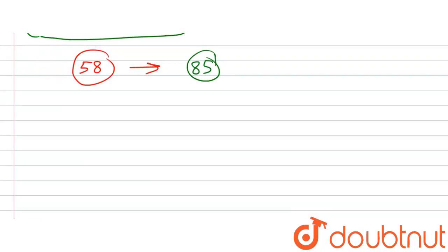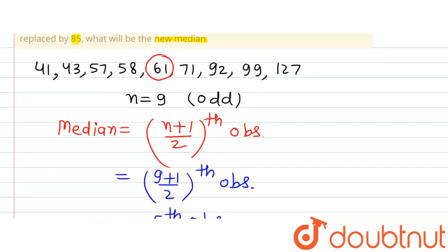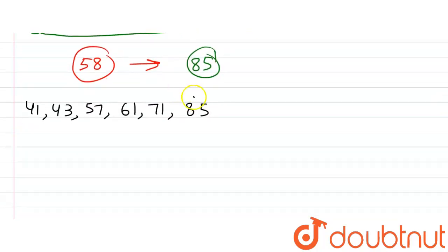Let's write down the data again. I'm again writing down the data in ascending order, just keeping in mind that 58 should be replaced by 85. So we will have 41, 43, 57, 61, then there is 71, because 58 is not there, so I have removed 58. Now 71, then there is 85, because after 71 the number that is coming is 92, so 85 lies between 71 and 92, so it should be put after 71. So we will have 85, then there is 92. Other terms will be written as they are, 92, 99 and 127.